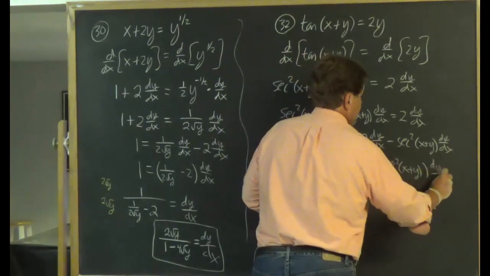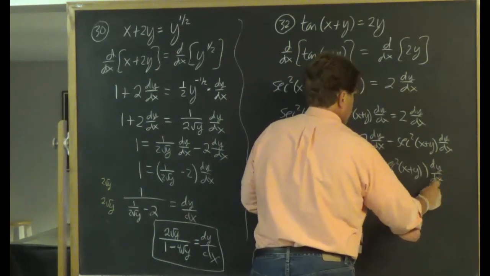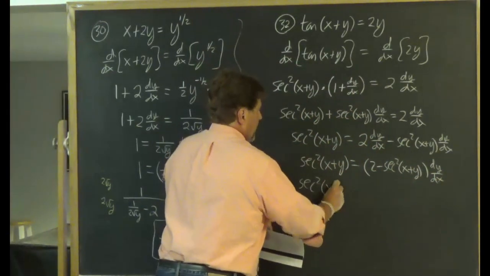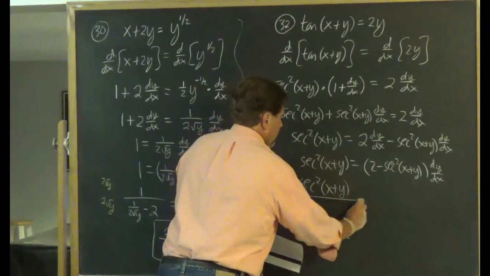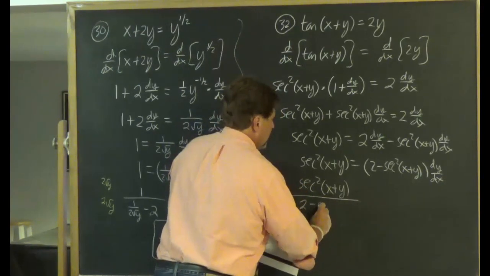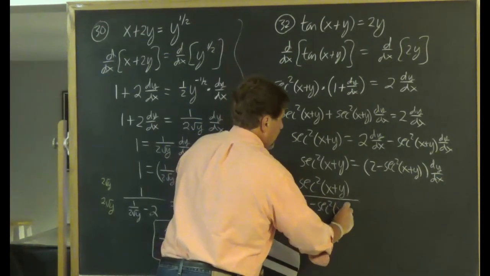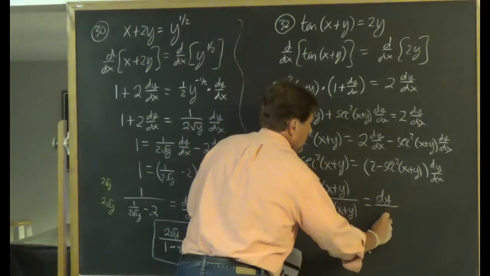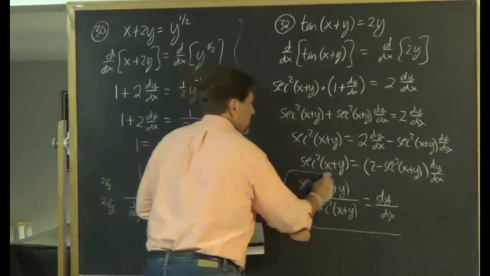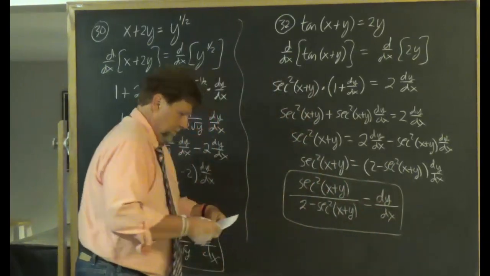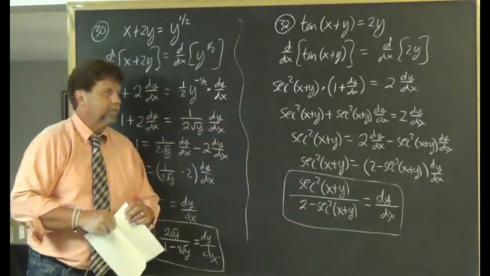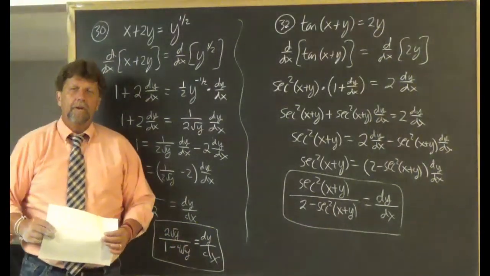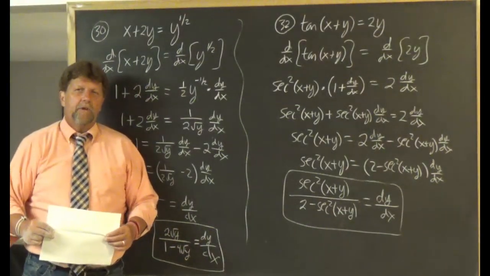And now I can divide both sides by this mess to get secant squared of x plus y over 2 minus secant squared of x plus y equals dy/dx. Hopefully you got that. So that was 30 and 32. Let's head back to the slides and see what's next.